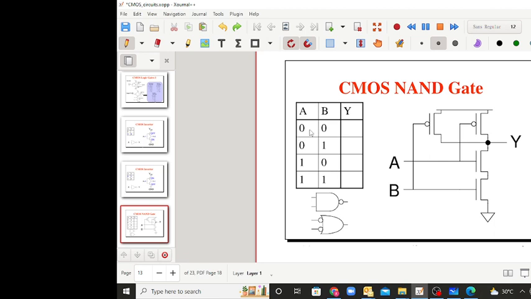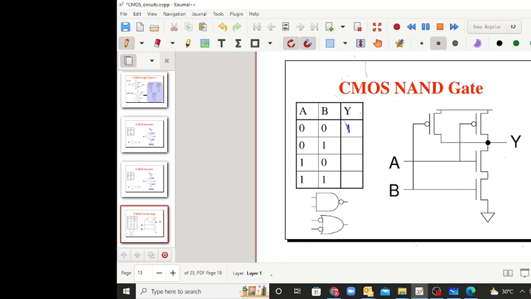So if both are 0, I am having a 1 over here. Now A is 0 and B is 1, so that means this A transistor is on, and here the B transistor is on. Here they are in series, so only if both are on, you will be getting a 0. Otherwise, if any one of them is on, you will be getting a 1 over here.